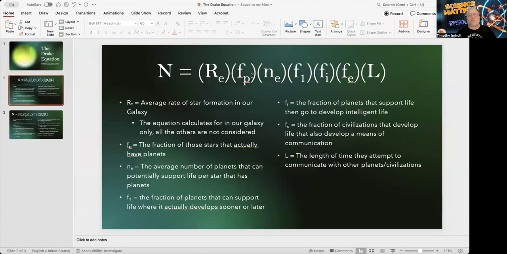The Drake equation says multiply all these factors together and you'll figure out how many other intelligent races there are inside our galaxy. It doesn't deal with other galaxies, it only deals with ours.